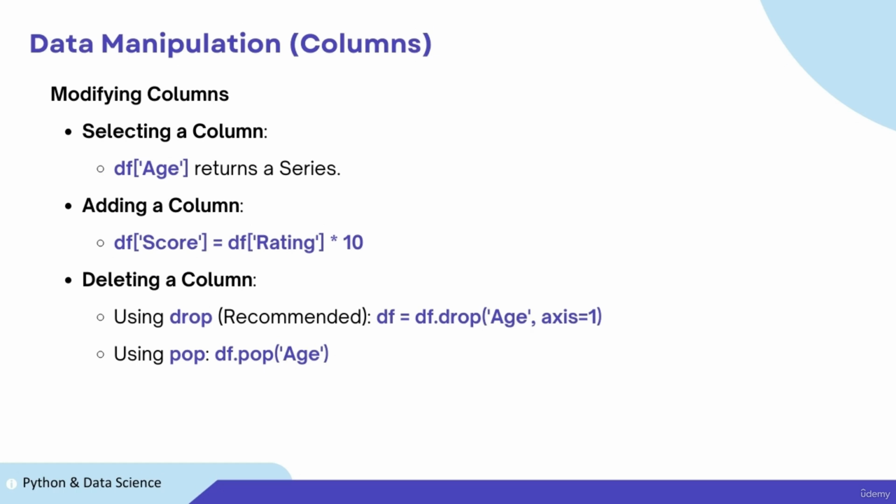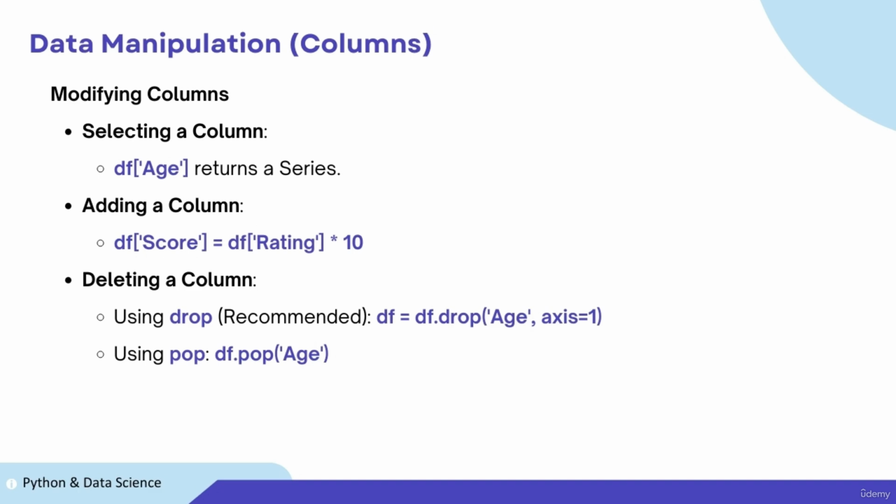Data manipulation is where you mold the dataset to fit your needs. Let's start with columns. To select a single column, you treat the data frame like a dictionary. df['age'] returns that specific series. To add a new column, it's as simple as assigning a variable. For instance, df['score'] = df['rating'] * 10. This automatically calculates the new value for every single row.